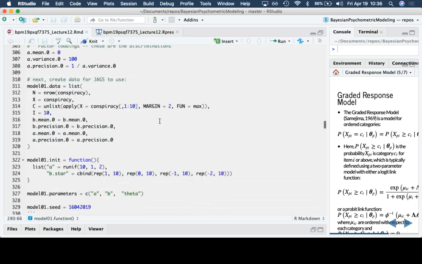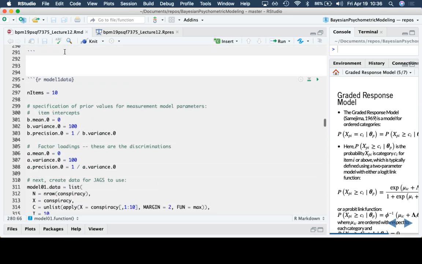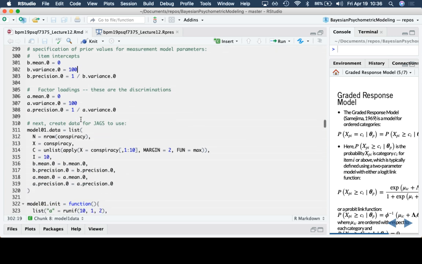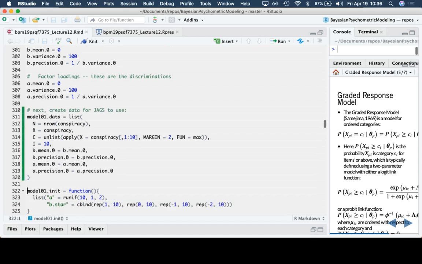So the initialization comes in this set of code right here. I'm going to run line by line. These are just setting the priors for each of these. By the way, my prior variance for B and A is 100, so my prior precision is 1 over that. I load up the data.